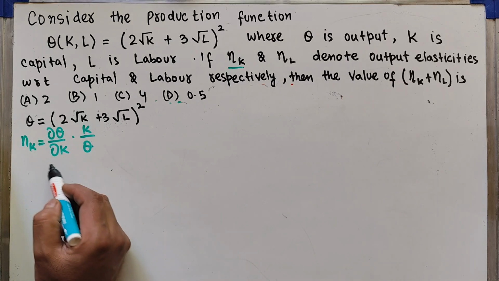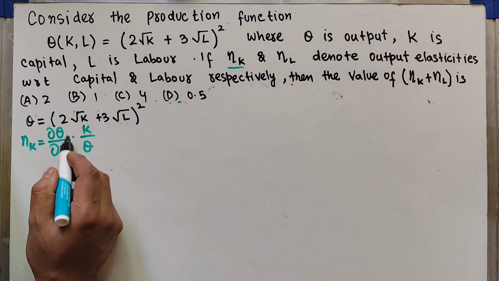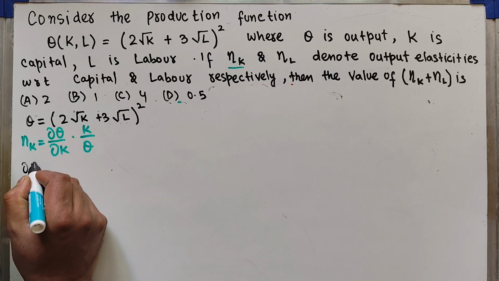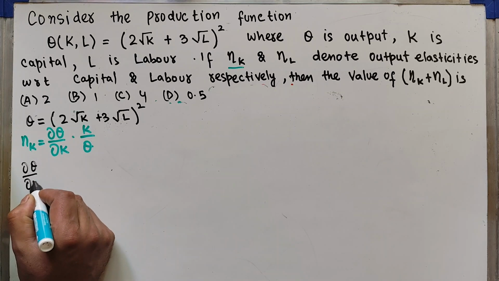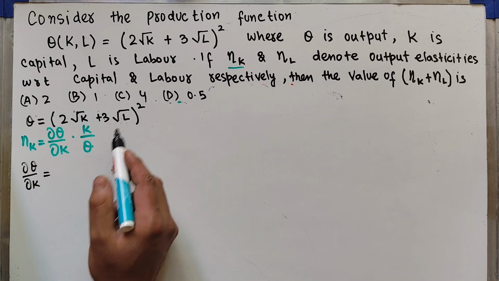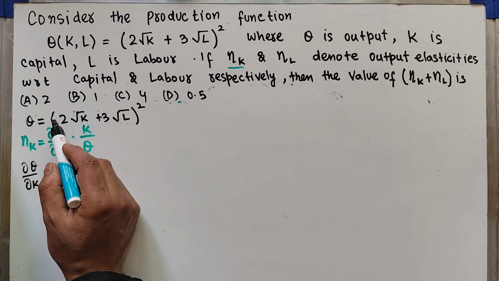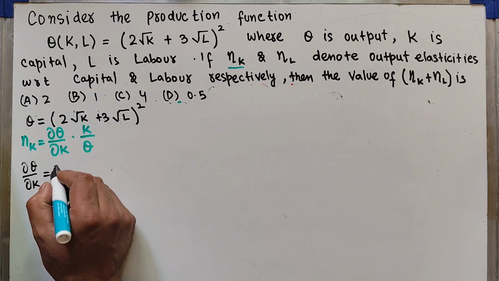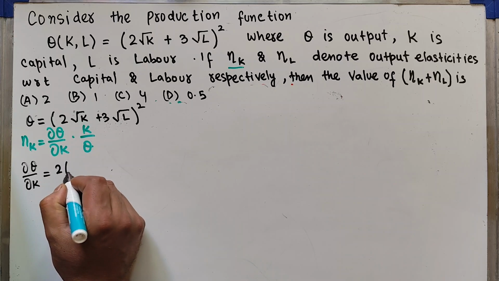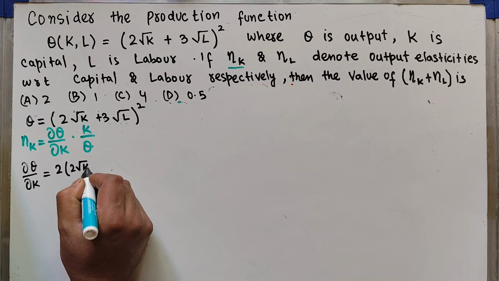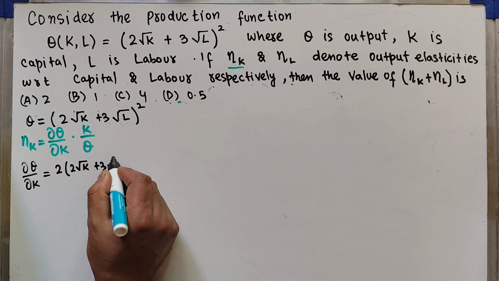So first we need to find out this very derivative, that is ∂Q/∂K. That means the derivative of this function with respect to K. So first we apply the power function rule, 2 becomes coefficient, so we have 2 times (2√K + 3√L).